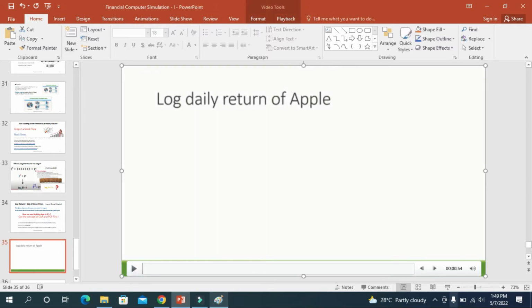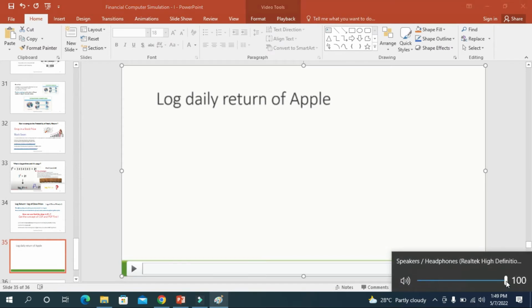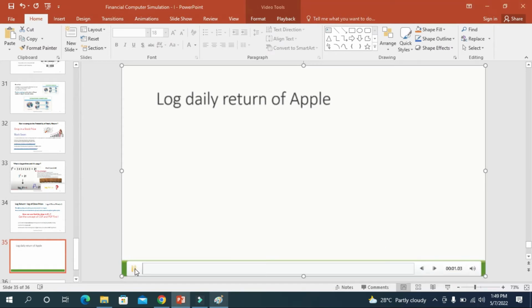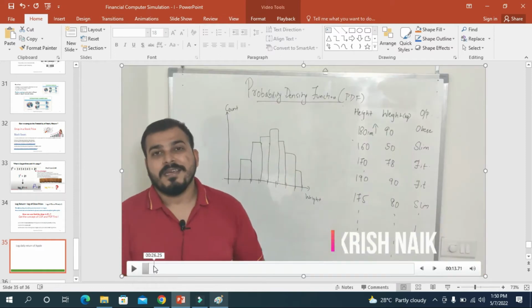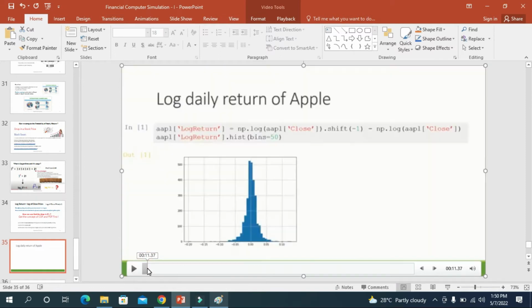We compute the log daily return for the stock price of Apple. The histogram of return is symmetric and bell-shaped, which is very similar to a normal distribution. So you have seen that the graph of the log daily return of Apple shares is similar to a normal distribution.